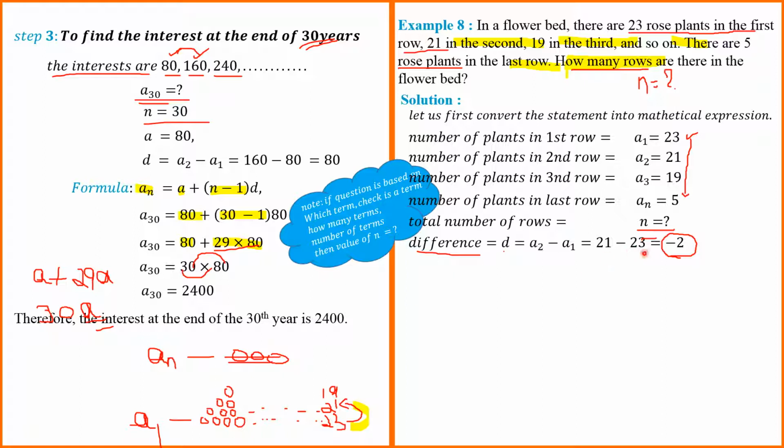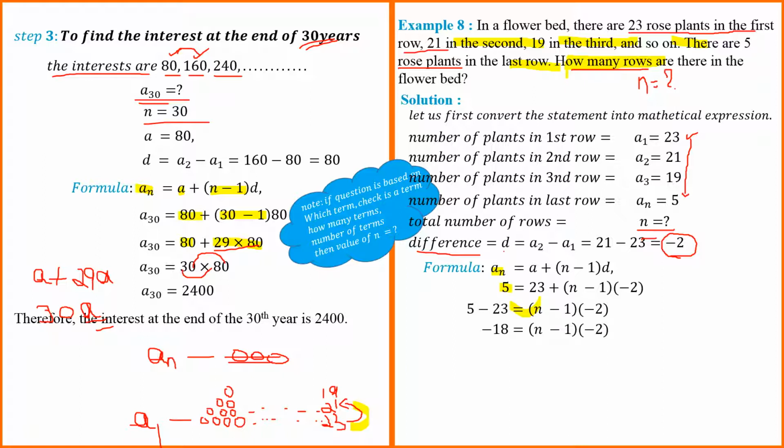Let me use the formula and substitute the values. The last term an is 5 and the first term is 23. Let me transpose 23 to the other end. We get -18, since 5 minus 23 is -18. Then transpose -2. When you transpose it, it should be +2, but in this case it's going to be -2. What's the reason? Comment.